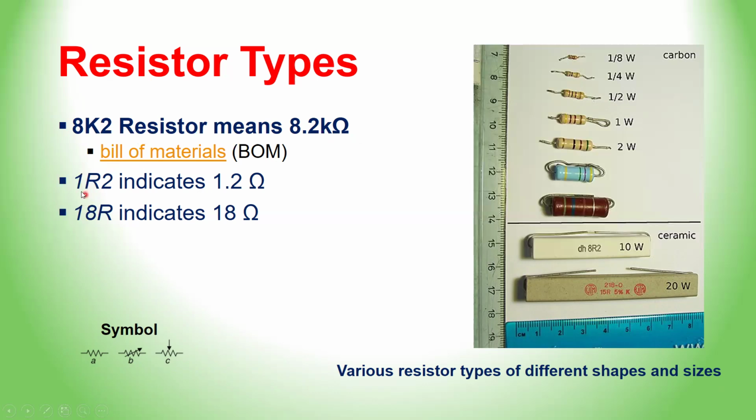If you see a value of a resistor indicated as 1R2, it means this value is 1.2 ohm, just 1.2 ohm. If you have 18R written on the body of a resistor or on the symbol, you can say that the value of the resistance is 18 ohm.